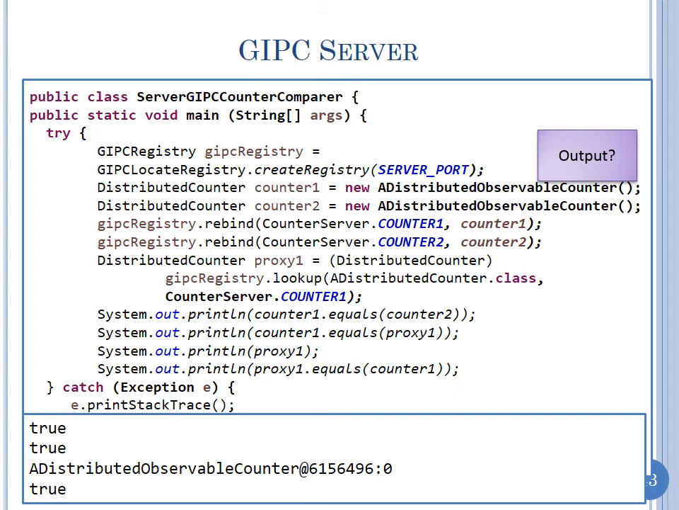You get to see that counter 1 equals counter 2. That's true. That occurred earlier too. The same code is executed. But some of the things that did not occur earlier are occurring now.